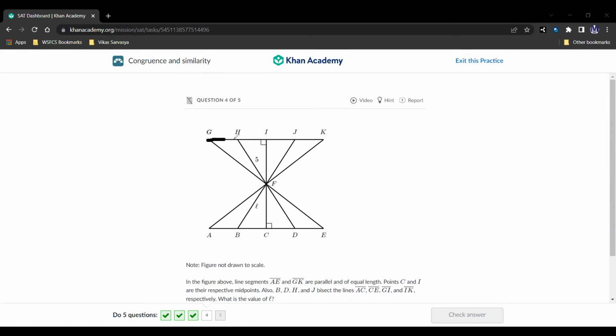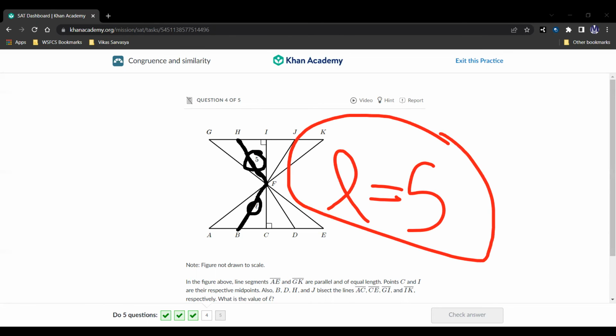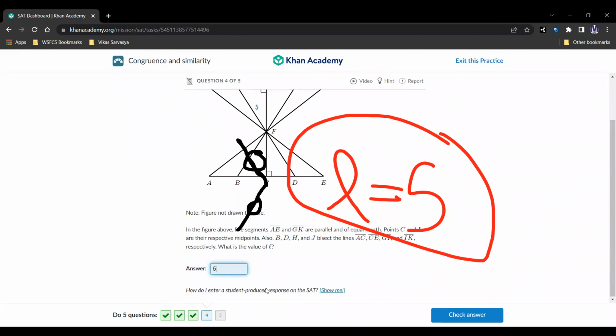We know that these lines are parallel. Since we have vertical angles here, these triangles are going to be similar at least. And since we know that AE and GK are also congruent, this one is congruent to this one. And since this is going to be the midpoint, this bisects GI, and this bisects AC, these two are going to have the same length. These two have the same length. So it's just equal. That's our answer. L equals 5. It's just 5.